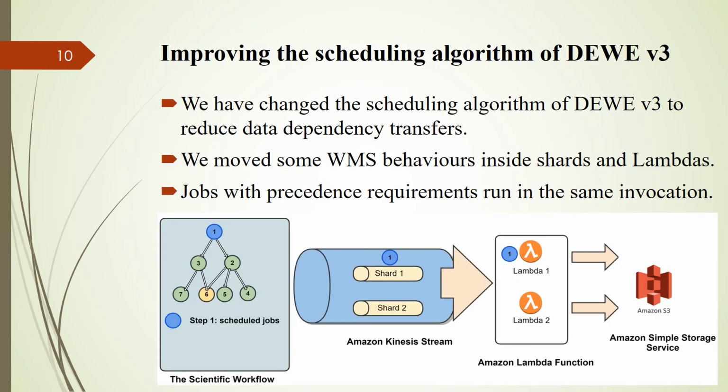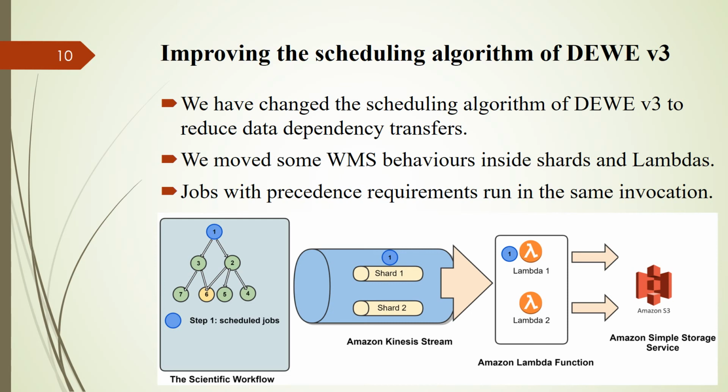I will explain our improved approach. We have changed the scheduling algorithm of WV3 to reduce data dependency transfers. We remove some workflow management system behaviors inside shards and Lambdas. The improved algorithm schedules jobs with precedence requirements to run in the same Lambda function invocation.